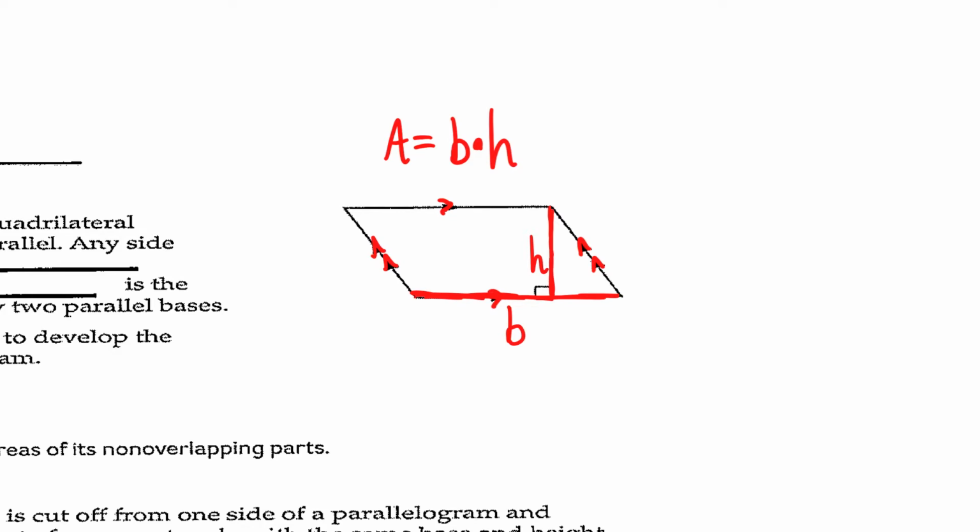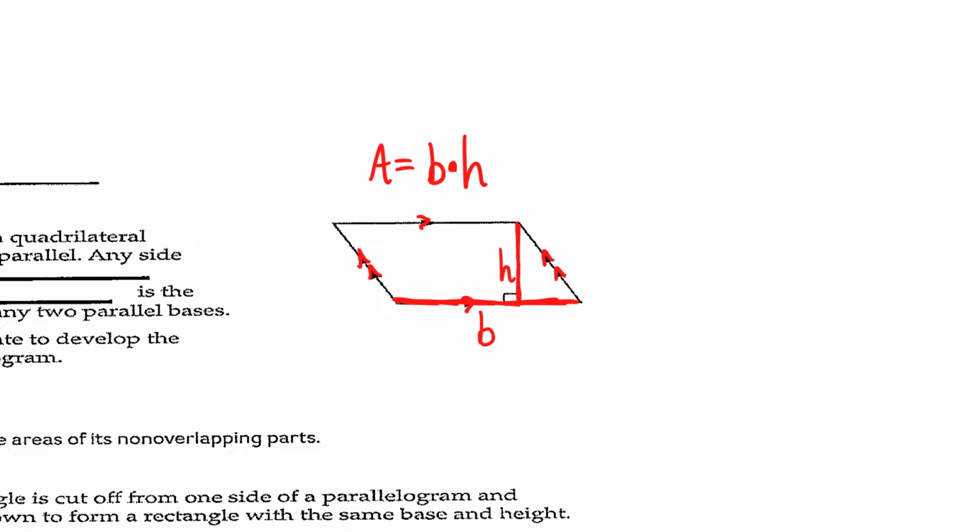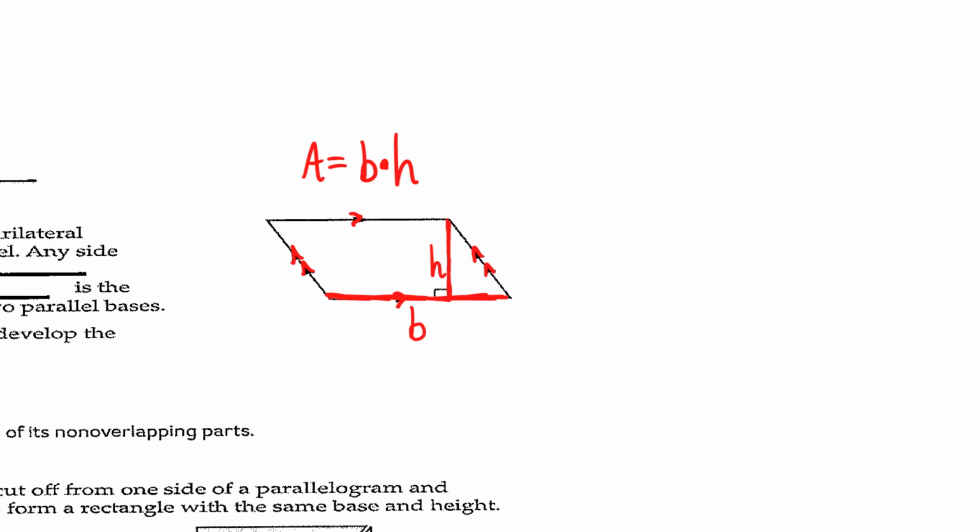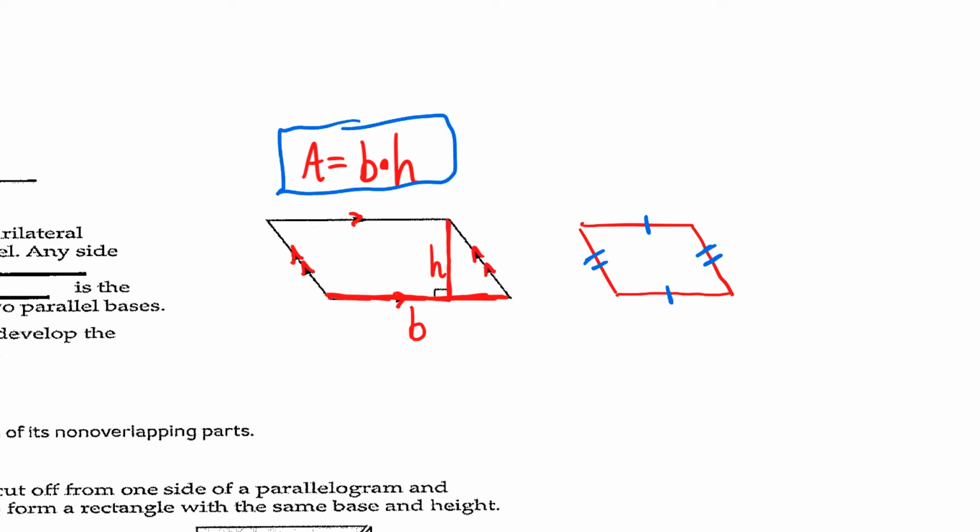And of course, the one thing to remember on a parallelogram, let me just draw another one here. Remember on a parallelogram that the opposite sides are always congruent. So those two sides are equal to each other, and these two sides are equal to each other. So that's going to help us with several things, but also with perimeter. But here's the main formula for area of a parallelogram, which is the same thing as the area of a rectangle.